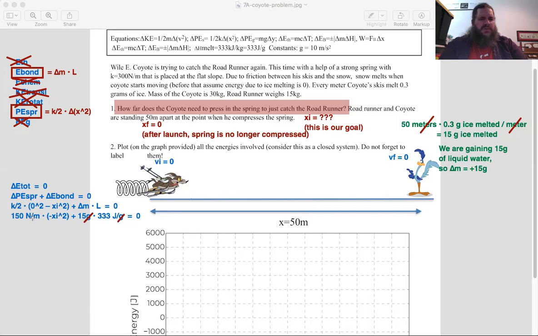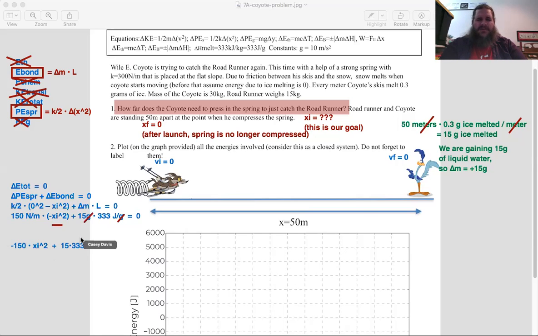Also here we've got newtons per meter being multiplied by a distance squared. Distance is measured in meters. So when you square it, you get meters squared. That cancels out one of the meters and we're left with newtons times meters, which is the same as joules. So everything here is going to work out to joules in the end anyway. Simplify this a bit, we get negative 150 times x initial squared plus 15 times 333 equals 0.